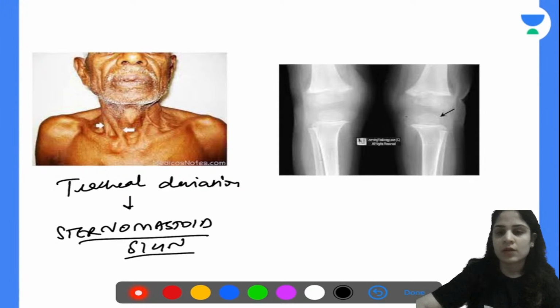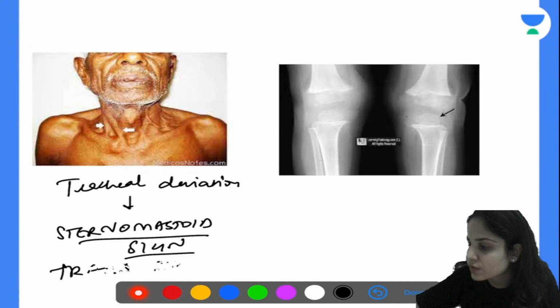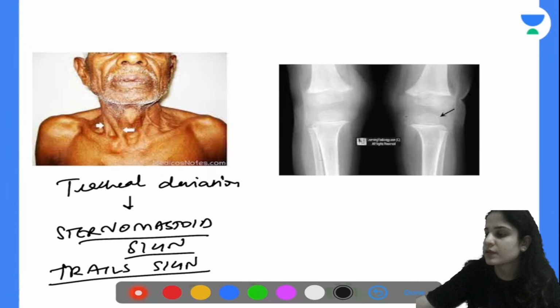Okay. All right. Now, the next thing that you see in the tibia, you will see erosion of the proximal part in the tibia in case of congenital syphilis. So that is called as your Wimberger's sign.